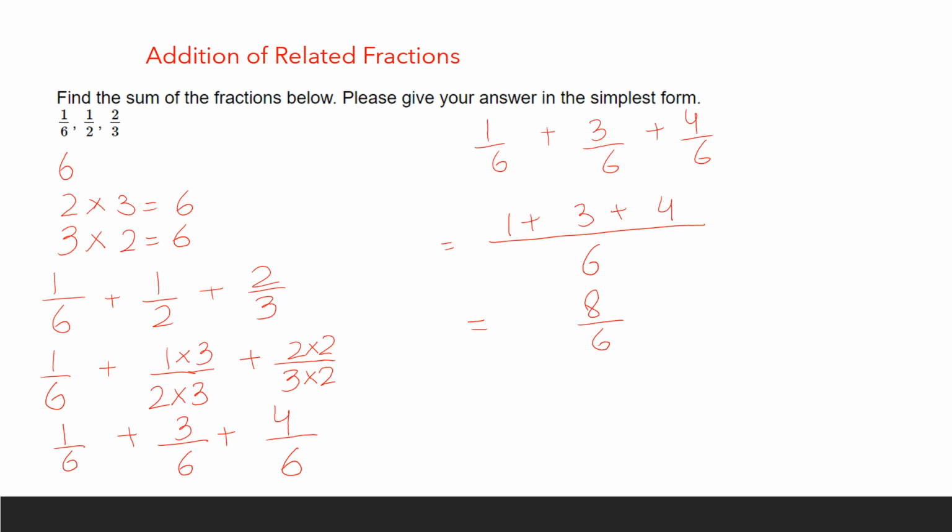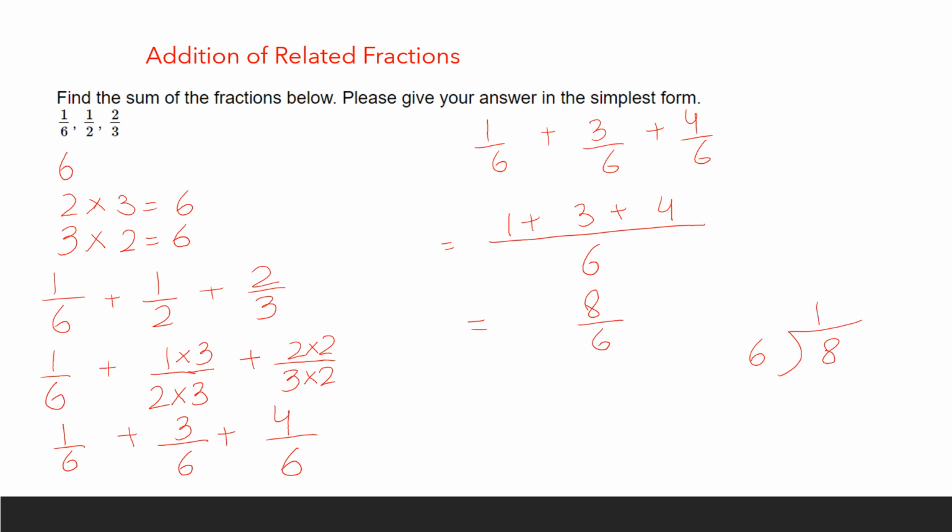Now the further information which is given: please give your answer in the simplest form. So we need to write this fraction in the simplest form. Here we can see that our numerator, meaning our top, is 8, and our denominator is 6, and our numerator is greater than 6. So in order to write it in the simplest form, I need to divide 8 by 6. Here I can see that 8 is not in the table of 6, meaning 8 is not a multiple of 6. So 6 times 1 is 6 and 6 times 2 is 12, but 12 is greater than 8.